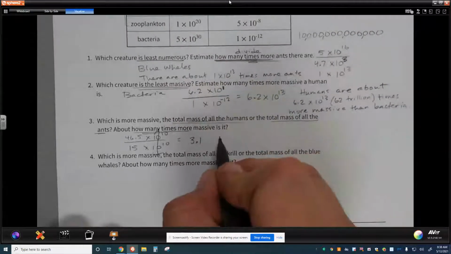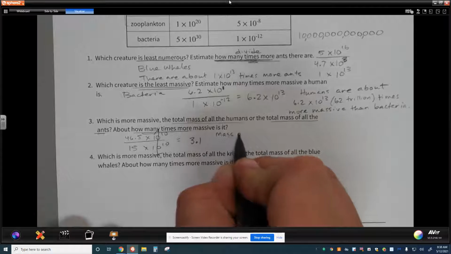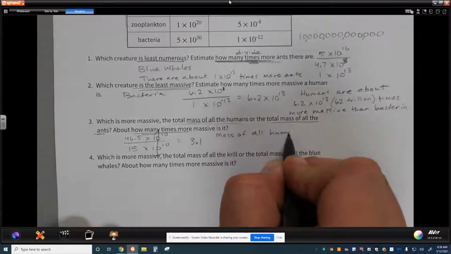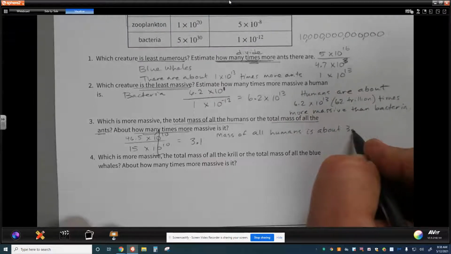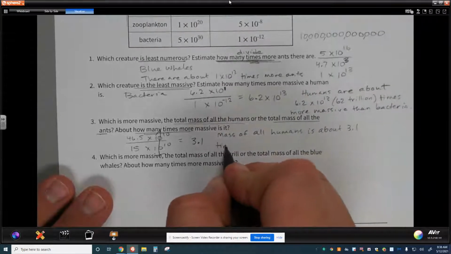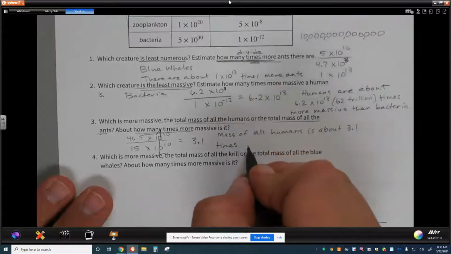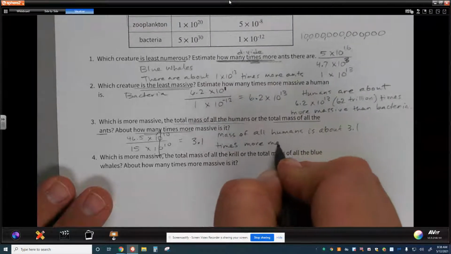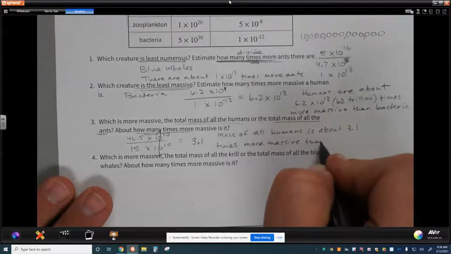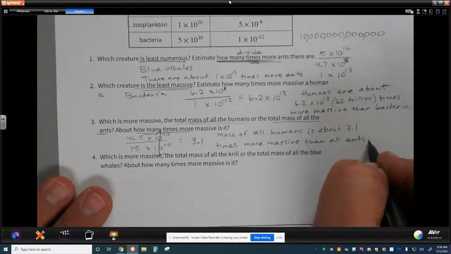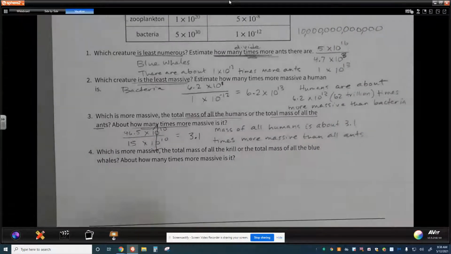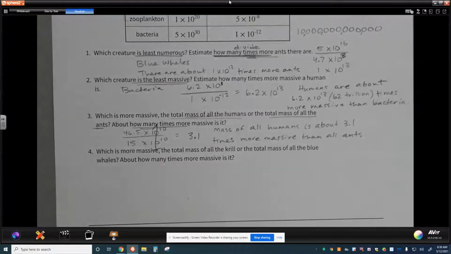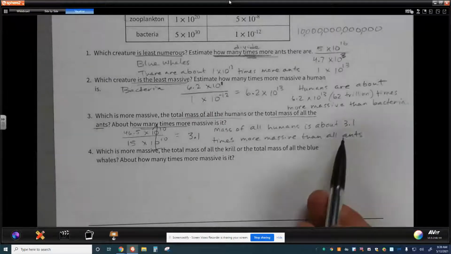And we find out that the mass of all humans is about 3 and 1/10 times more massive than all ants. Now, I think that's pretty impressive because when you think about an ant, you might be wondering what kind of ant. Let's just pay attention to this part: there are enough ants on the earth to come that close to our total mass as all humans. Pretty amazing.